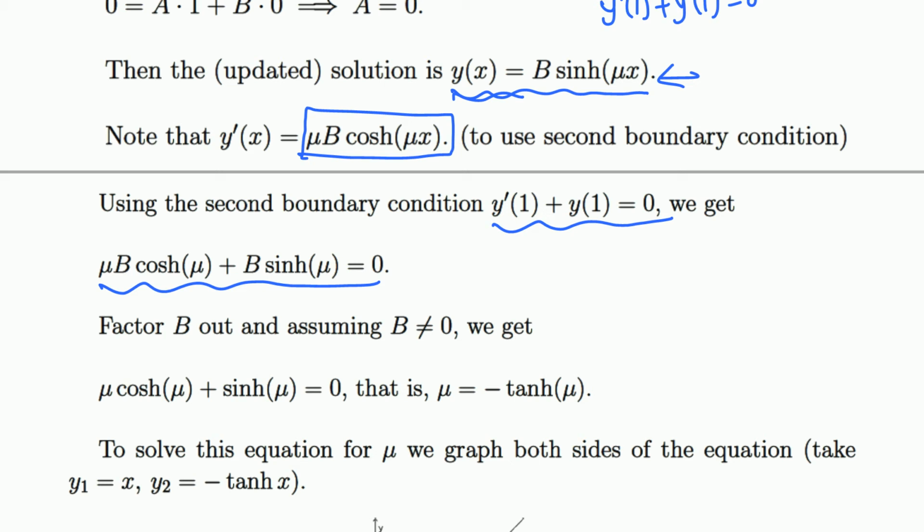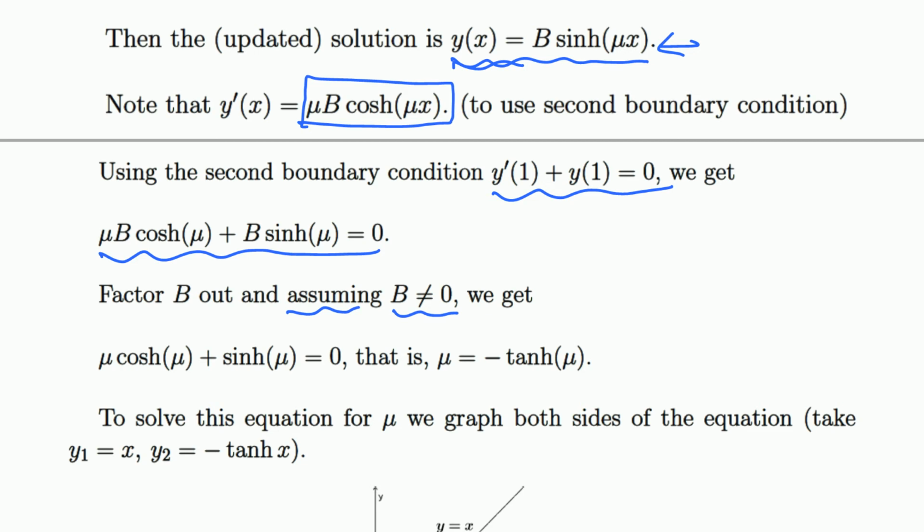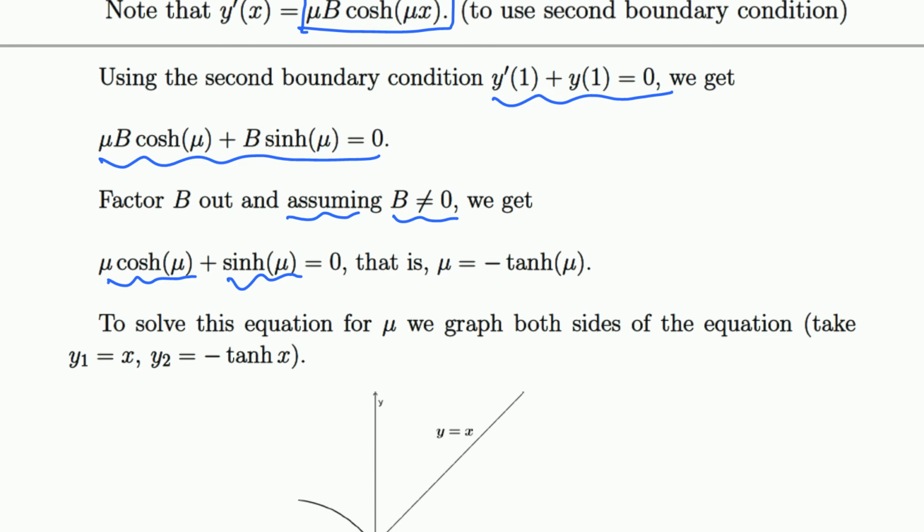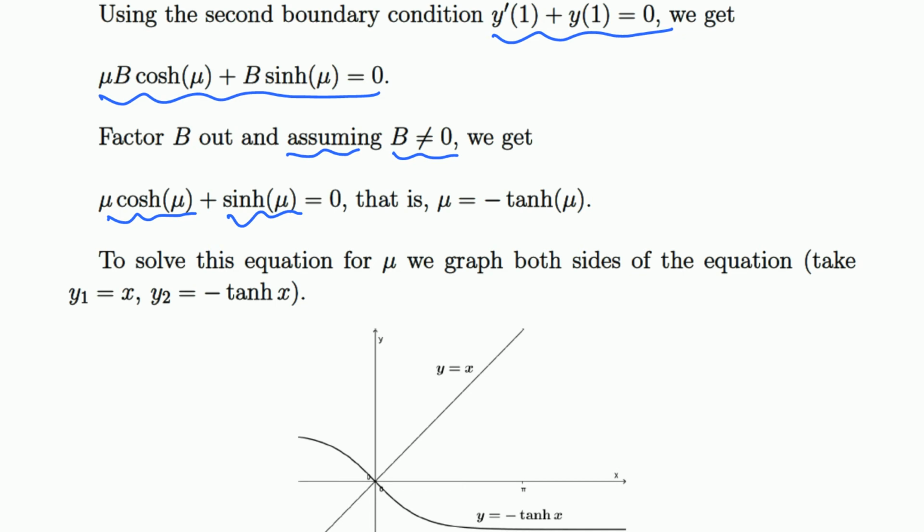Let's factor b out, and for now let's assume b is not 0. This might be wrong, we'll see in a moment. When we factor b out and b is not 0, then we get mu cosh mu plus sinh mu equals 0. Moving sinh to the other side, it becomes negative, and dividing by cosh, we have mu equals negative tanh mu.